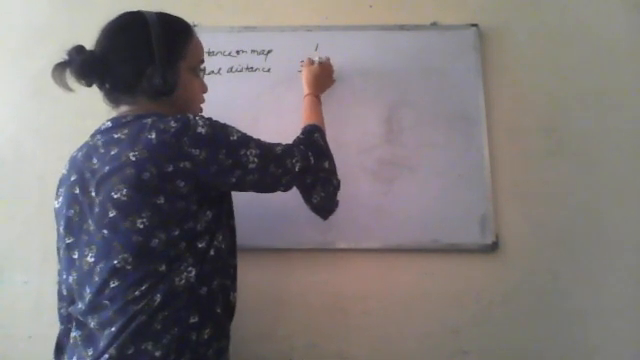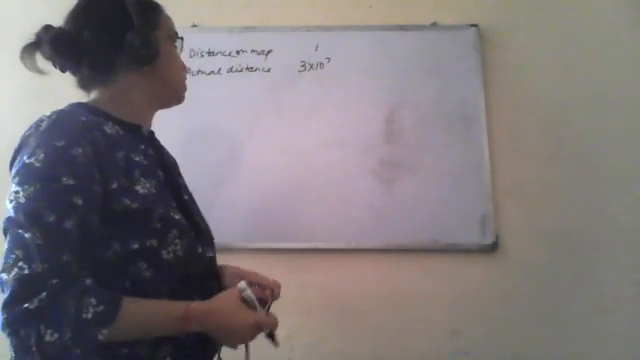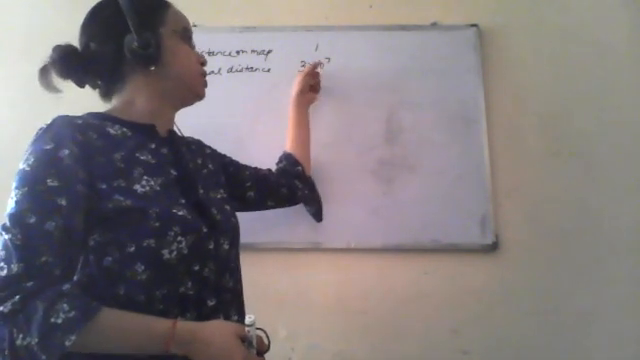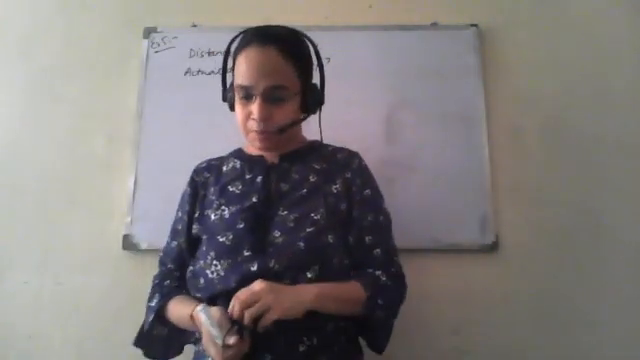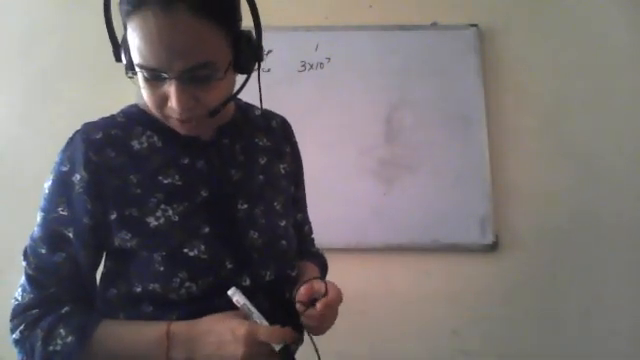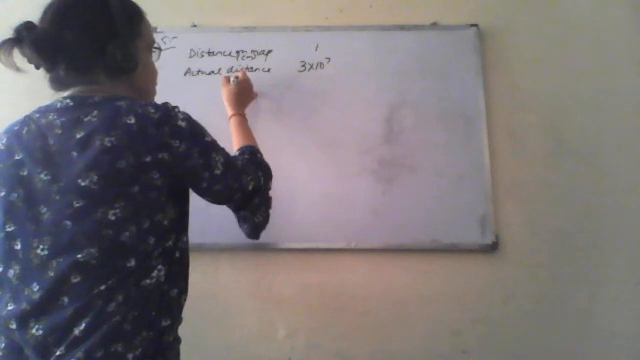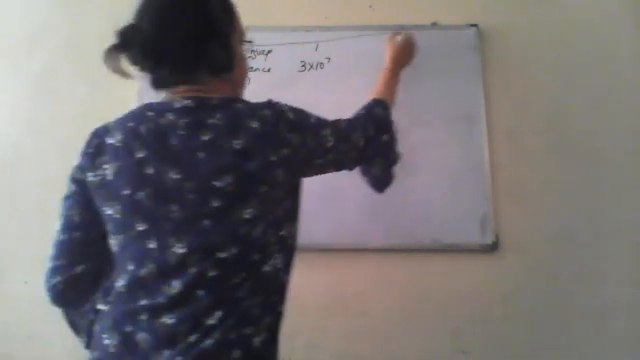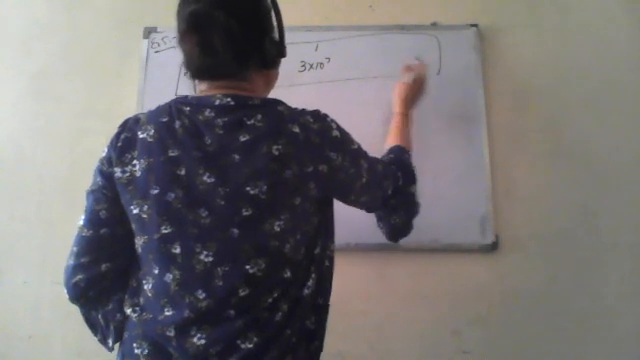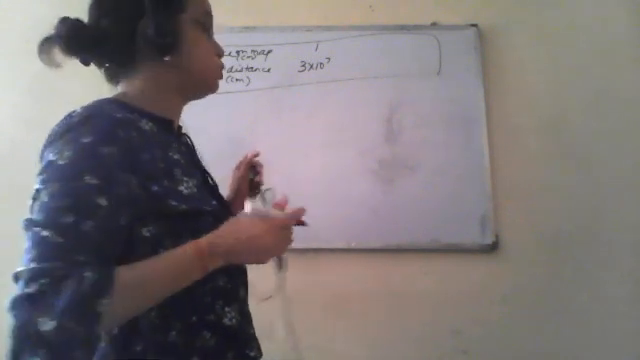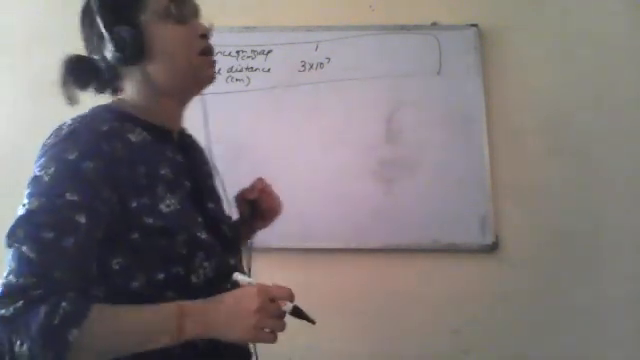What have they given as the ratio? This is 1 upon 3 into 10 to the power 7. It means if the distance on the map is 1 centimeter, then the actual distance will be 3 into 10 to the power 7 centimeters. This is given in centimeters. So if the distance between two cities on the map is 1 centimeter, then the actual distance between those two cities will be 3 into 10 to the power 7 centimeters.